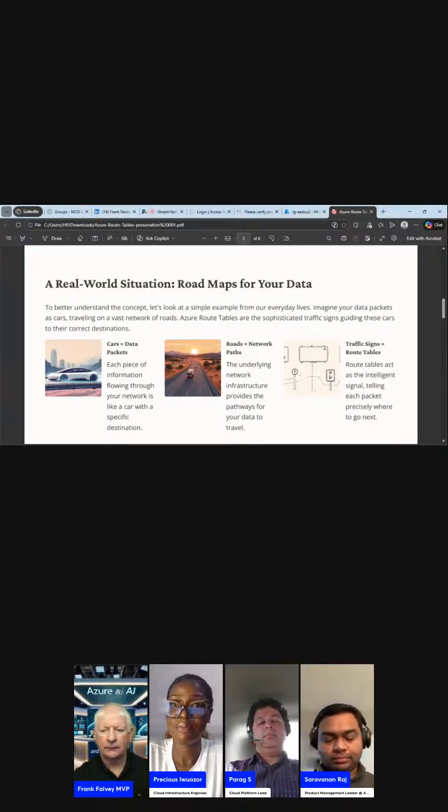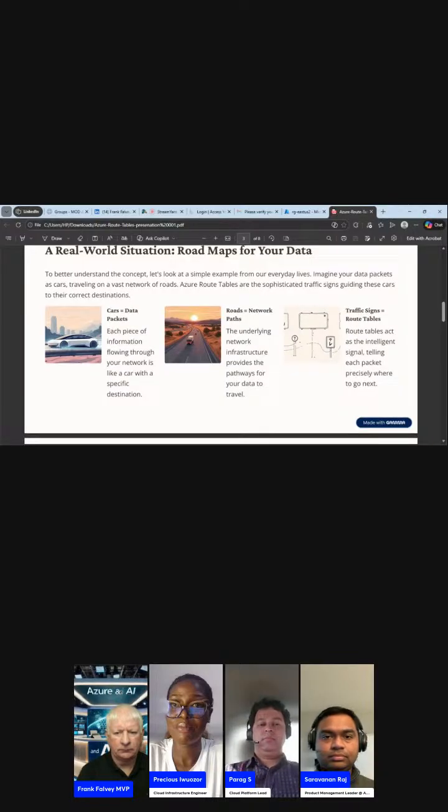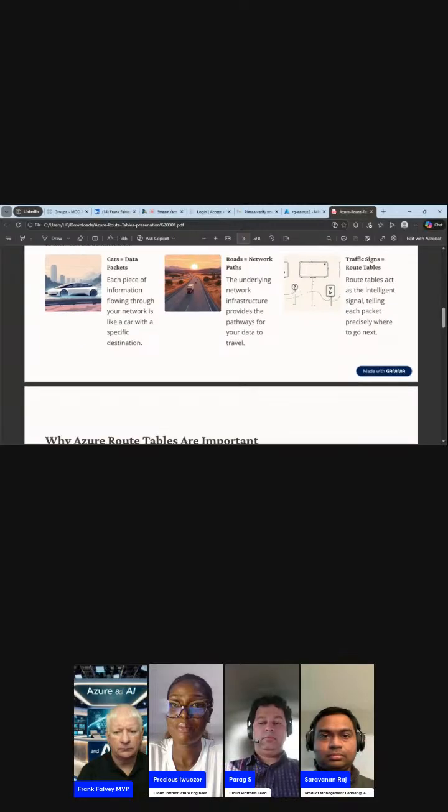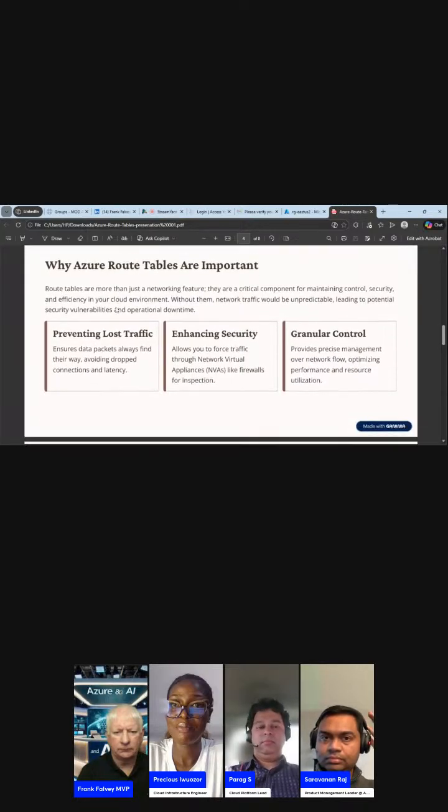Now, coming back to the data packets, each piece of information flowing through your network is like a car with a specific destination. Then the road, which I identify as the network path, the underlying network infrastructure, provides the pathway for your data to travel. Now, the traffic signal, which is the route table, acts as the intelligent signal, telling each packet precisely where to go next. Now, why are Azure route tables important?